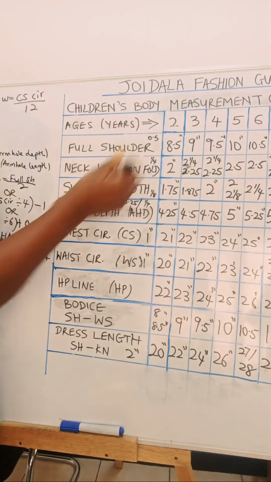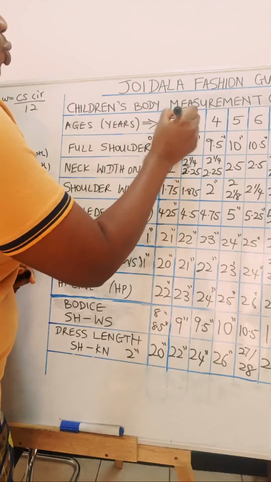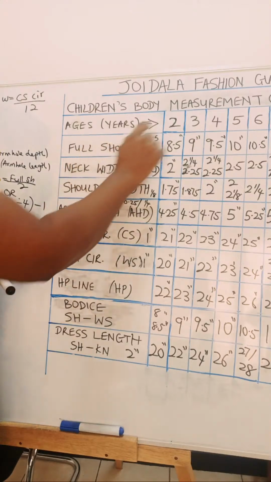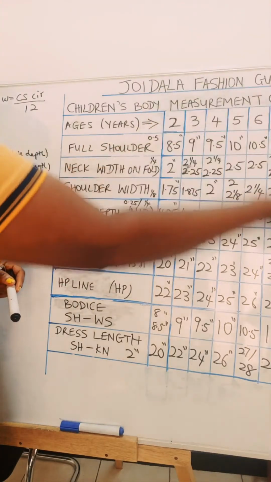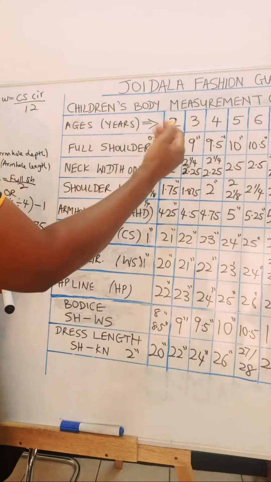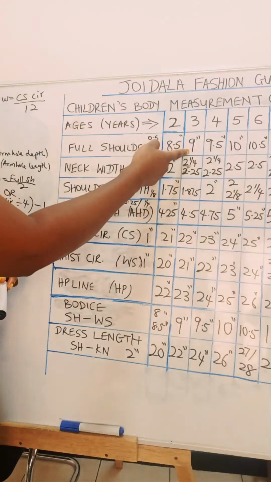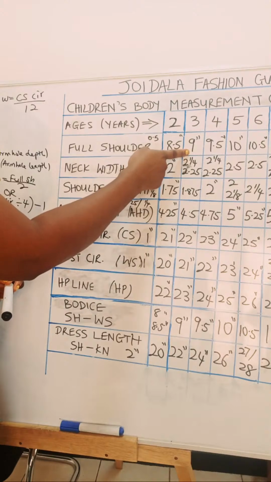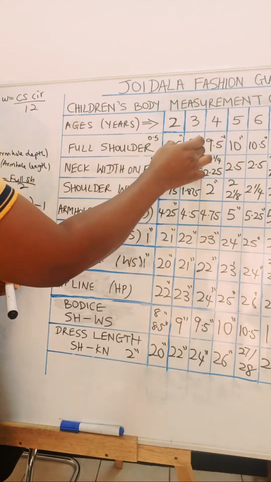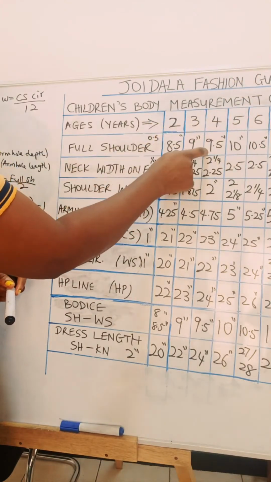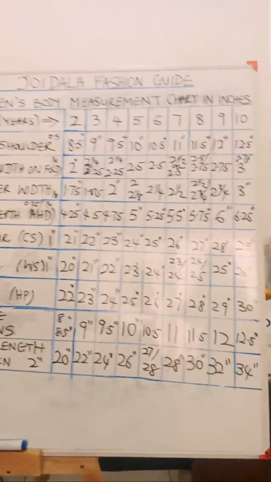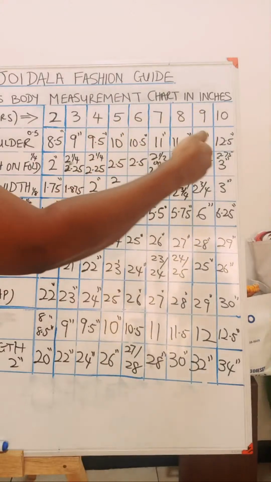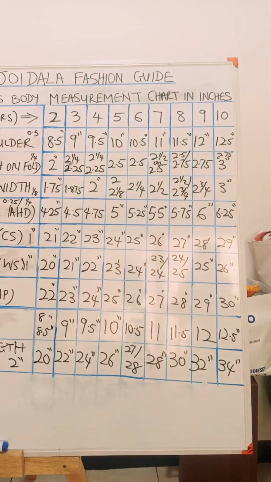Okay, so for a child of age 2, the full shoulder is 8.5. And then to get the next age, which is 3 years, you just add half inch to that, and that will give you 9 inches. For 4 years, just add half inch, that will give you 9.5. Add half inch again, and you have 10. We just continue like that to get the full shoulder.